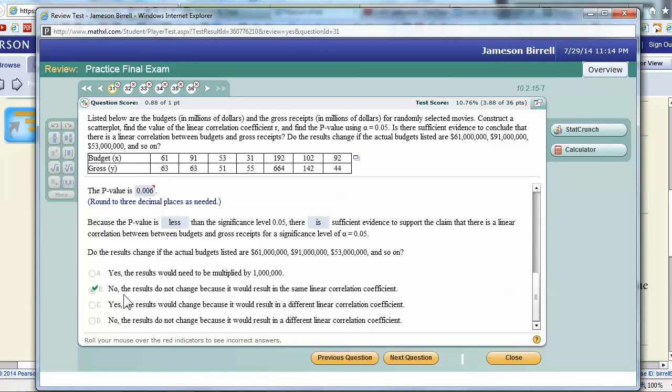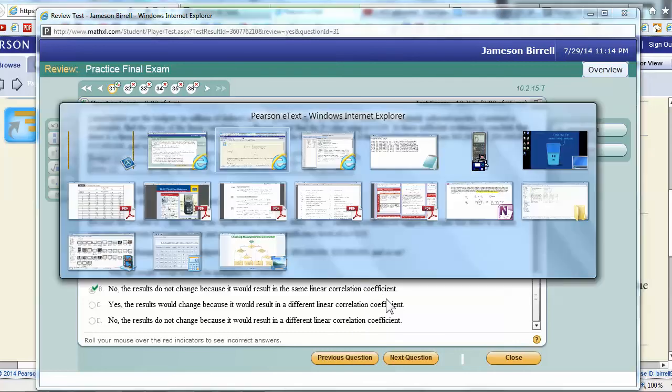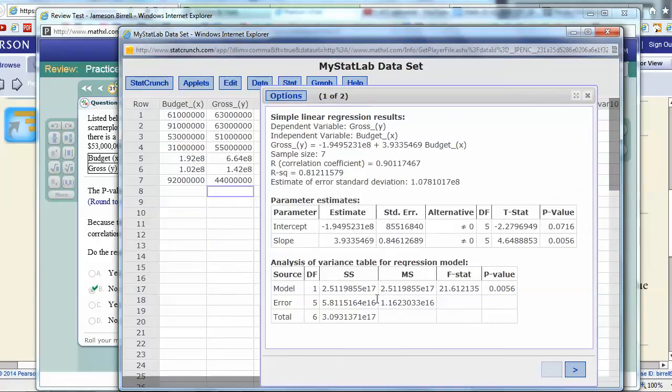But so anyway, we see here that there would be no change in the result. It would be the same linear correlation coefficient. So nothing else would change. And I ran it again just to show you that we've got the same correlation coefficient, same test statistic, then obviously same p-value.